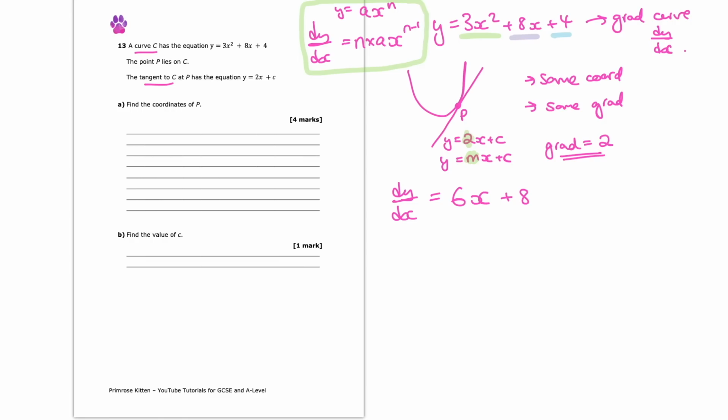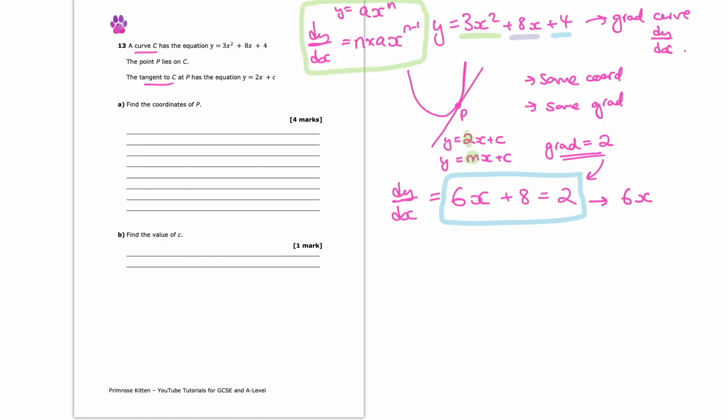And we've just said, haven't we, that the gradient is equal to 2. So we can equate that to it. So now what we have got, by connecting those two facts, what dy/dx is for the curve and the fact that the gradient of the curve at that point is 2, is we have a little equation that we can solve to find out what x is. So this is just straightforward algebra now.